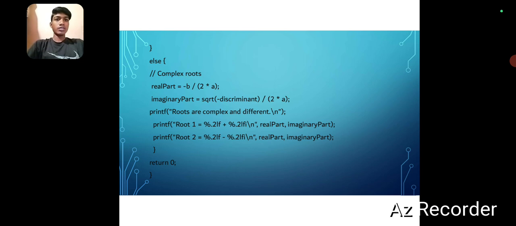Else, complex roots. real part = -b / (2 * a). imaginary part = sqrt(-discriminant) / (2 * a). printf("Roots are complex and different\n"). printf("Root 1 = %.2lf + %.2lfi\n", real part, imaginary part). printf("Root 2 = %.2lf - %.2lfi\n", real part, imaginary part). Return 0.